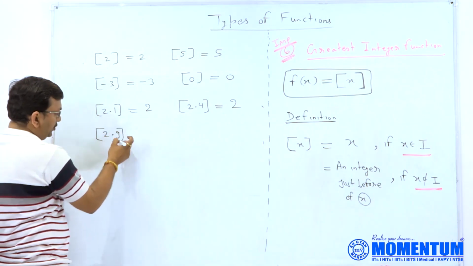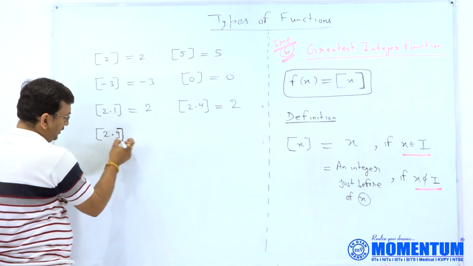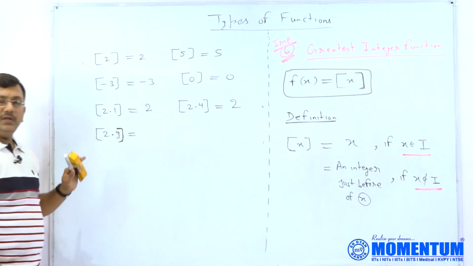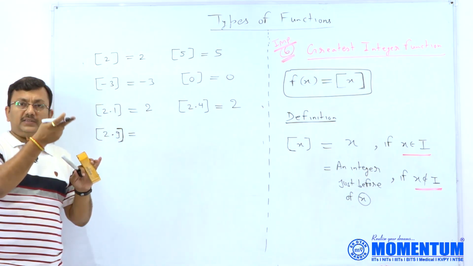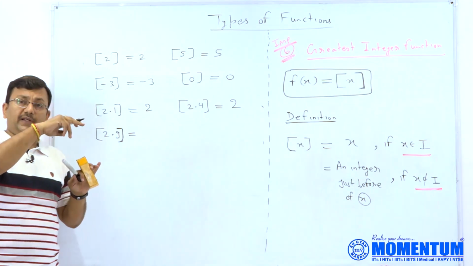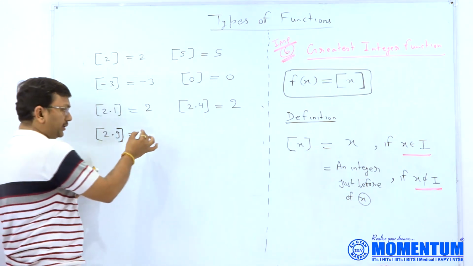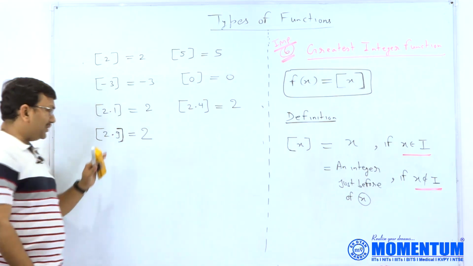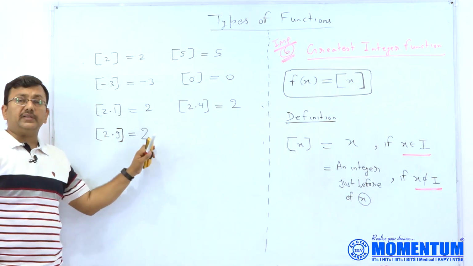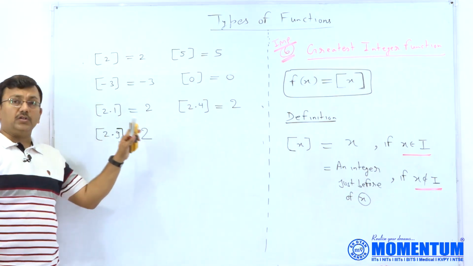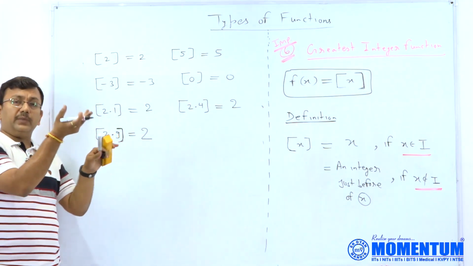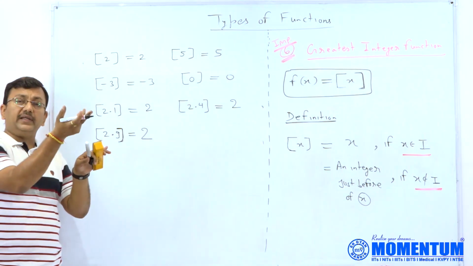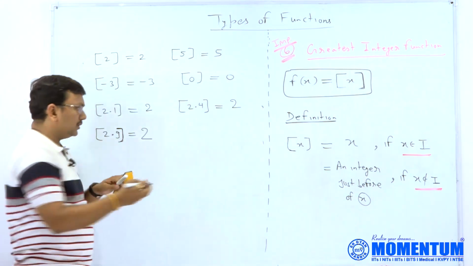2.9 जानबूझ के मैंने लिया है कि आप में से कई इसमें गड़बड़ करोगे. 2.9 का स्क्वायर ब्रैकेट will be an integer just before of 2.9. क्या होता है? 3 होता है कि 2 होता है? अगेन 2. आप में से कई लोग यहां का आंसर 3 देते हैं. Why 3? It is not the round figure concept. स्क्वायर ब्रैकेट हमें वैल्यू देता है इनपुट के पहले वाला इंटीजर. तो 2.9 के पहले इंटीजर क्या होता है? 2 होता है.